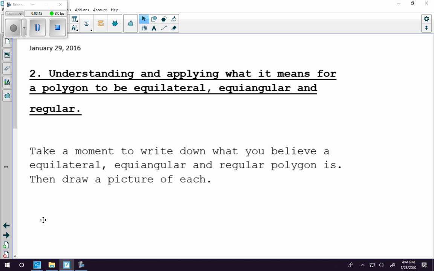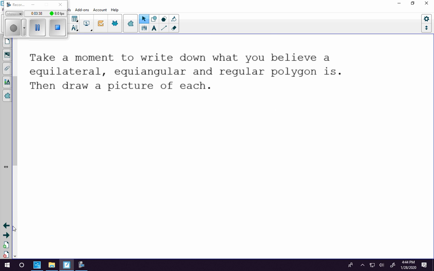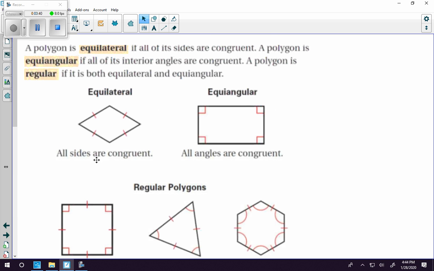Okay, second objective, let's understand and apply what it means for a polygon to be equilateral, equiangular, and regular. If you take a look there, it says take a moment to write down what you believe equilateral, equiangular, and regular polygon are, then draw a picture of each. We're not going to take the time to do that. If you want to go back and do that later, you can. The definitions are right above, but the bottom line is this.